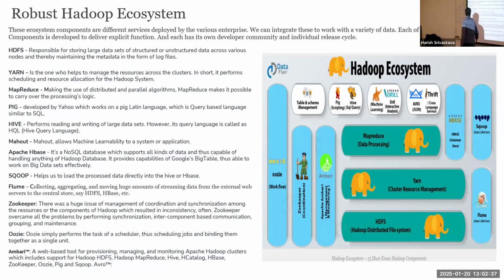Then there is something called Ambari. Ambari is a web-based tool for provisioning, managing, and monitoring Apache Hadoop clusters, which includes support for HDFS, Hadoop, and Hadoop MapReduce.